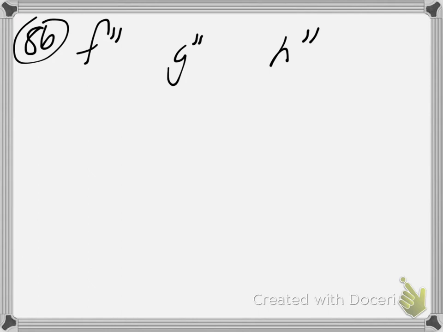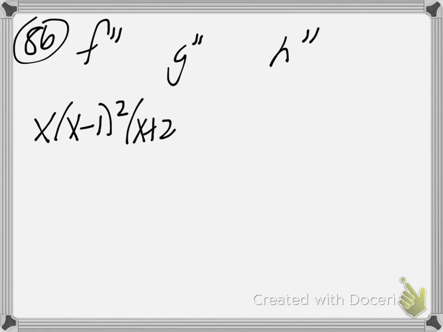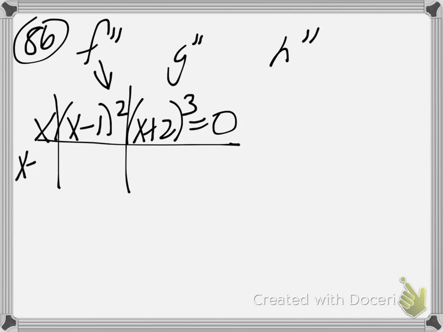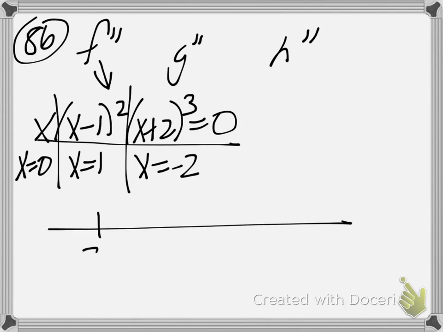So how do we get a point of inflection? We take the second derivative, so I'm going to do f first, and we set it equal to 0. Okay, so it's nice and factored for us. We get 3 solutions: x equals 0, x equals 1, x equals negative 2. Can we make a wiggle graph? This is supposed to be a negative 2.